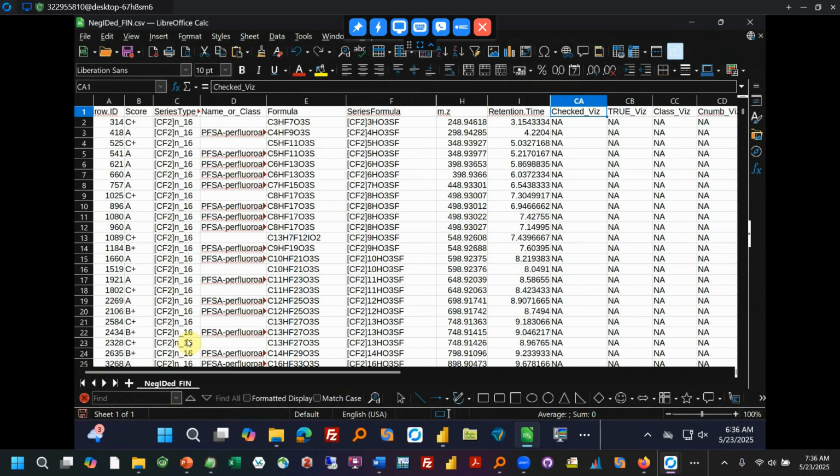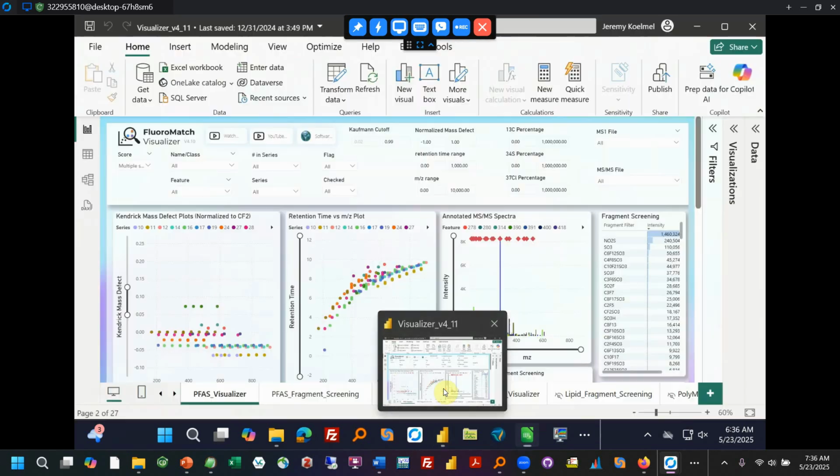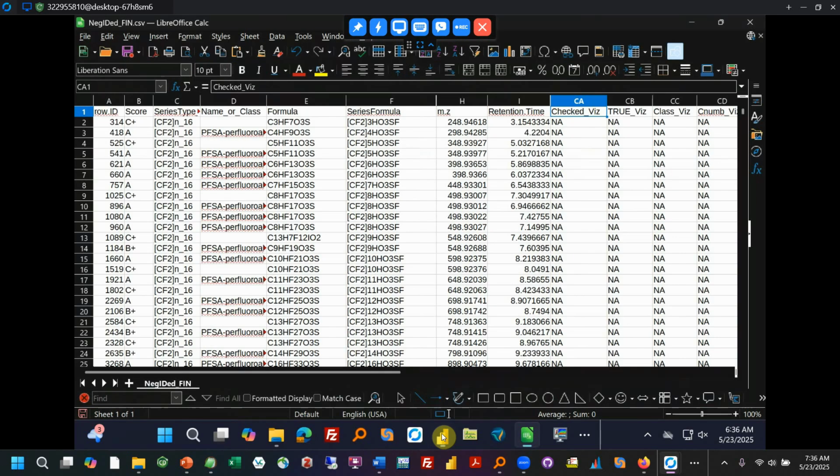All right, so let's see how this looks. This looks good. Now we have all of the information we need. And so let's look at our visualizer. The way that I like to annotate the compounds is to go from the top of your sheet downwards, because the way that FluoroMatch provides this sheet is it provides the most confident series based on various metrics at the top, and then goes down to lesser and lesser confident series. So if we start at the top, we'll get the easiest series to look through, and then we can keep moving our way downwards.